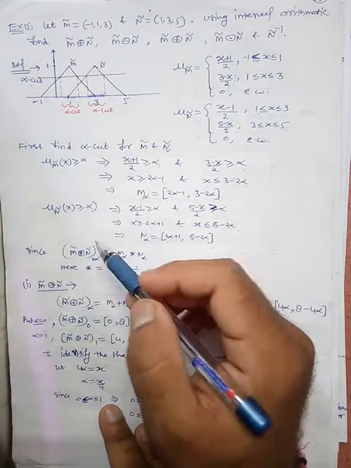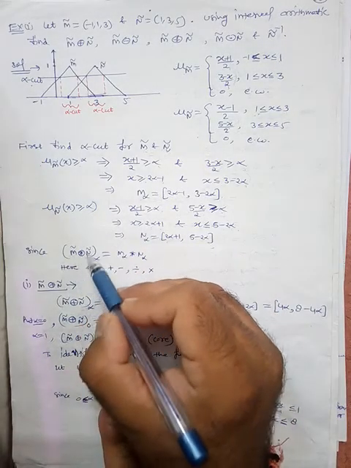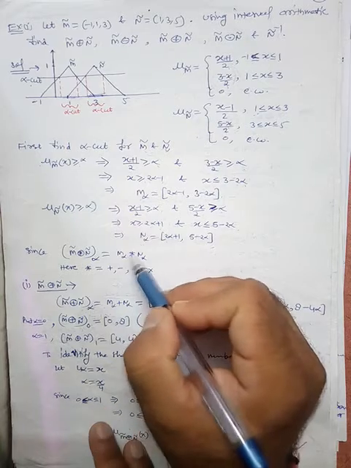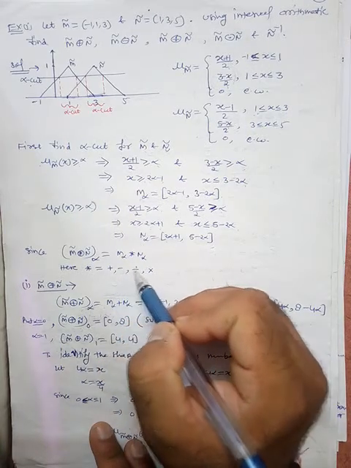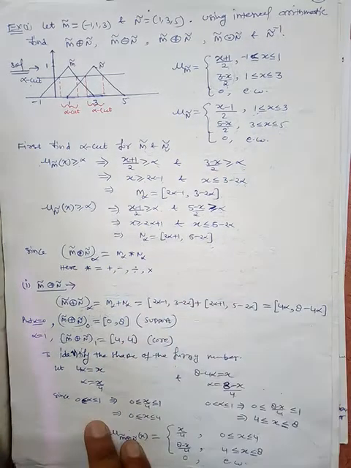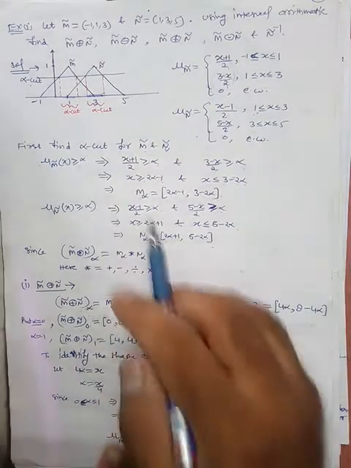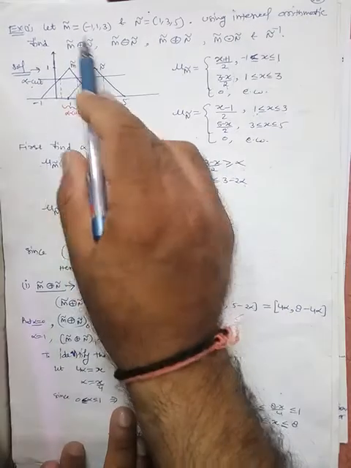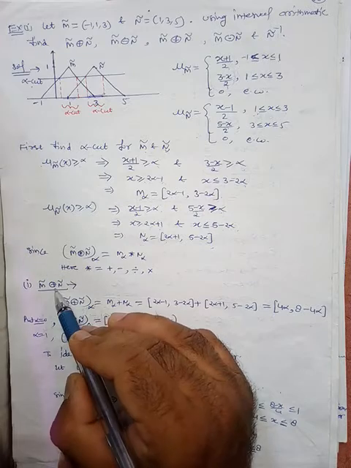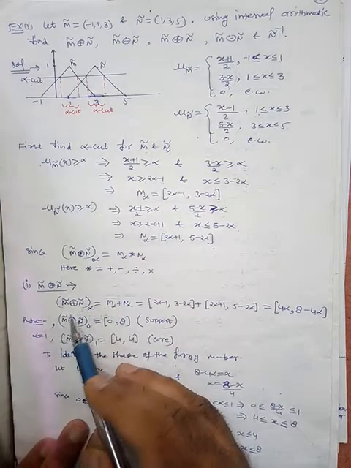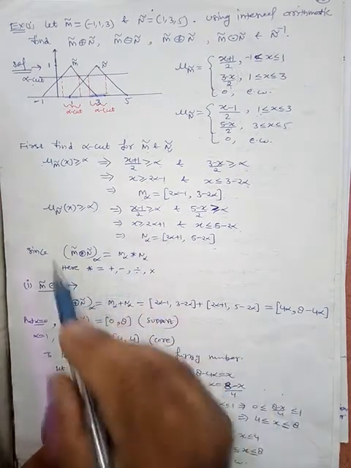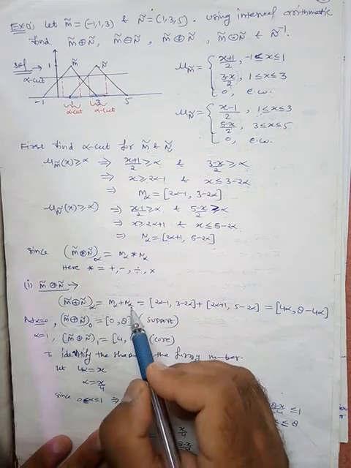Now by the extended operation, m star n alpha is nothing but m alpha star n alpha, where star may be plus, minus, division and product. So we will get these 4 operations. Now we will apply them one by one. The first one is m plus n, so replace star by plus. So first is m plus n alpha, which will be nothing but, according to this definition, m alpha plus n alpha.